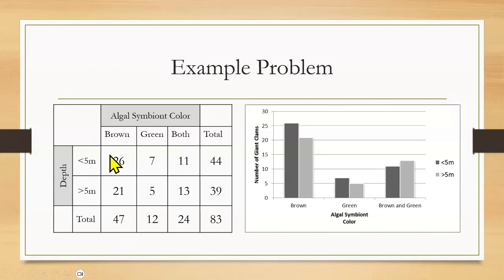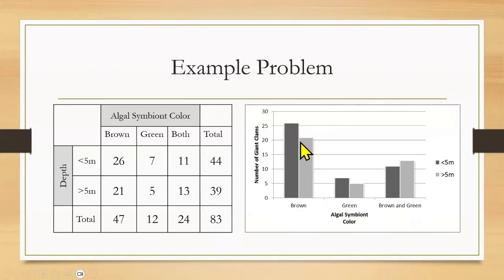Now this table is actually 2 rows and 3 columns. All right, so make sure you're noticing how that works. 2 rows, 3 columns. And that we have a total of 83. And when we graph the data, all right, notice on our legend, we've got the rows variable. We've got less than 5 meters, greater than 5 meters. We've got the 3 different algal symbiont colors. We've got brown, we've got green, and then there's individuals that have both brown and green. Huh? Maybe the best of both worlds.